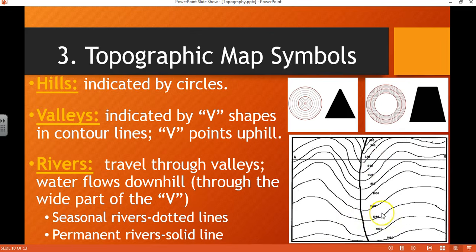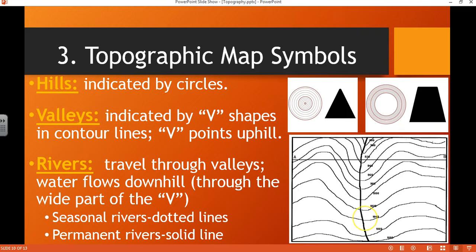Now with these V's, the point of the V will point uphill. So if you look, all the V's are pointing this way. So up here, this is the top of the hill somewhere up here, because the V is going to point uphill. So all the V's are pointing up the hill. Now rivers, which generally travel through valleys, will flow downhill, which means the river is going to flow through the widest part of the V.